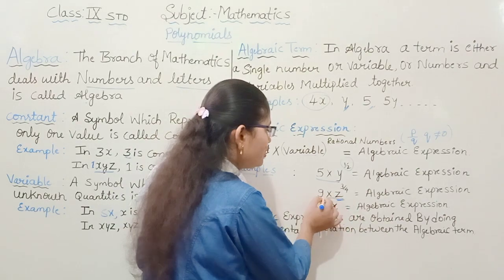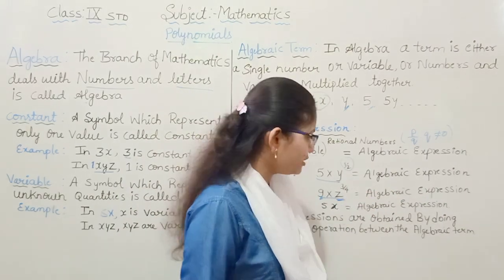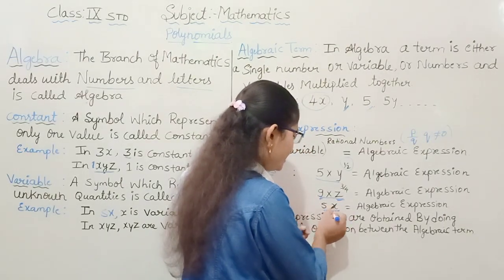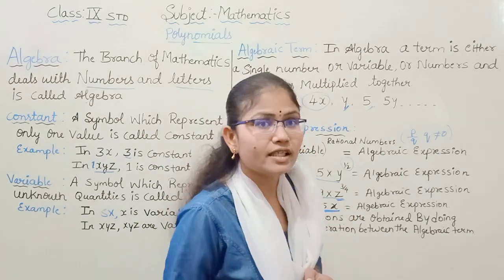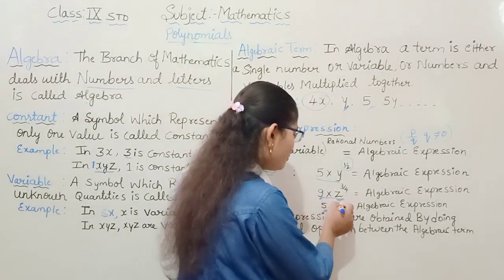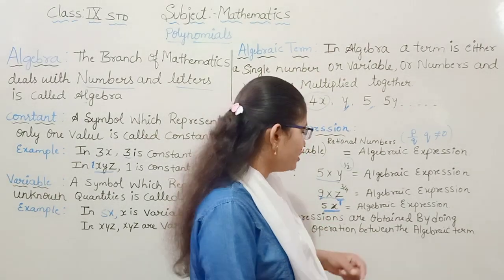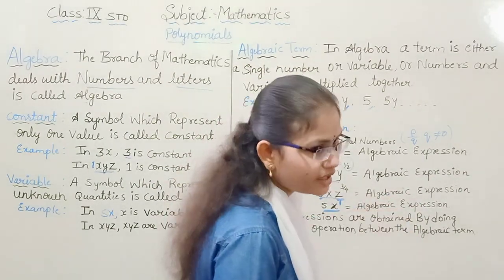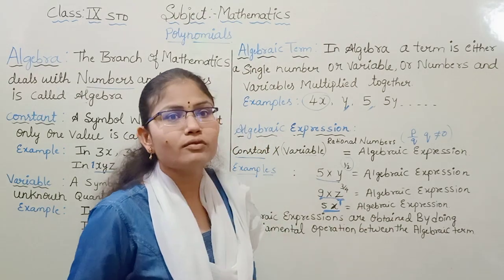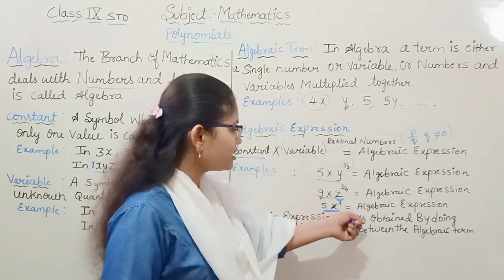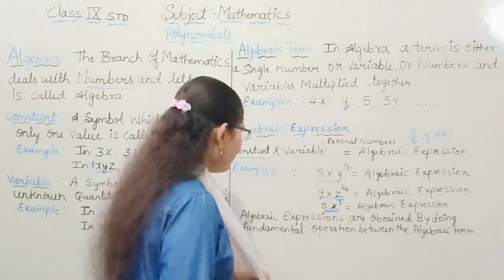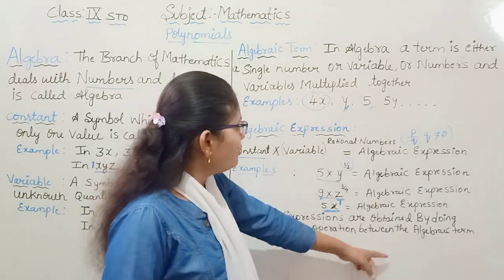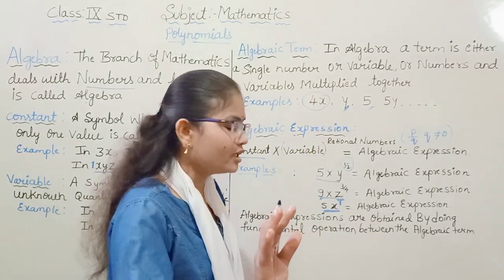This is also one type of algebraic expression. Next, 5x. Here x doesn't contain any power, meaning it has 1. Even 1 is also a rational number. So 5x is also an example of what? Algebraic expression. In general, what we can say is, algebraic expressions are obtained by doing fundamental operations between the algebraic terms.